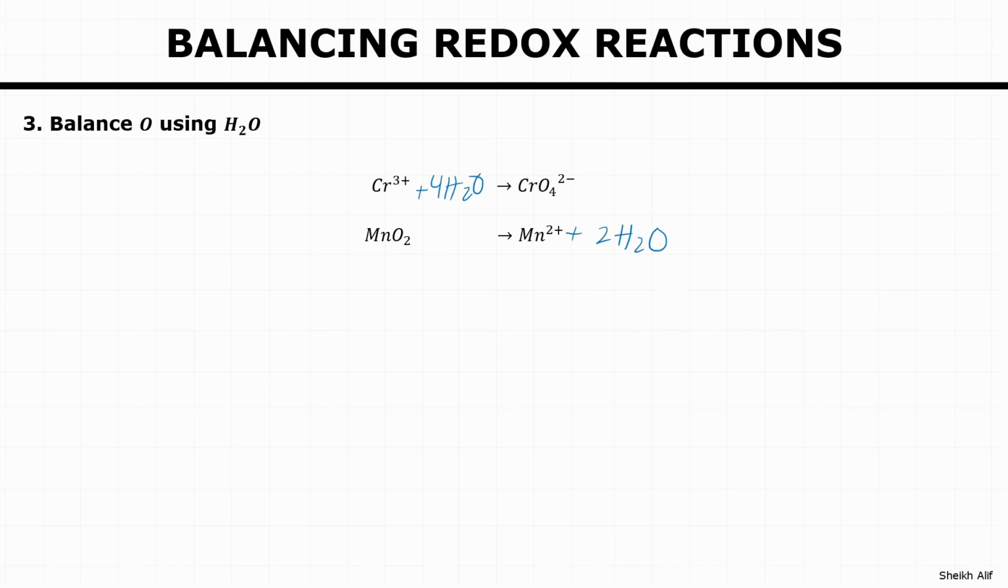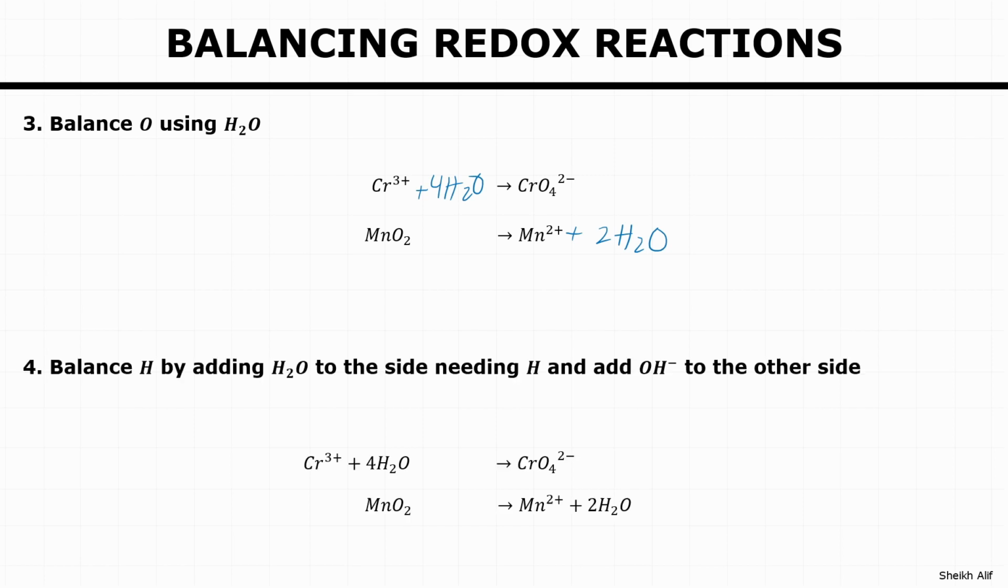But of course, this is the step we've been worrying about. How do you balance the hydrogens? You don't have access to your H+ ions like you did before, so how are you going to do it? You balance hydrogen by adding water to the side needing hydrogen and then adding OH- to the other side. So how does this work? On the first one, you have 8 hydrogens on the left-hand side and none on the right-hand side. So on the right-hand side, let's add 8 waters. The same amount of waters that you add, you need to add the same amount of hydroxide ions to the other side.